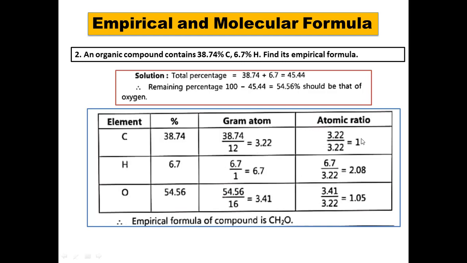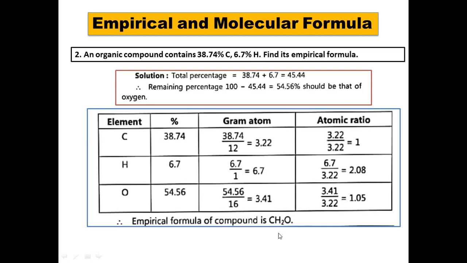To calculate the atomic ratio, each gram atom will be divided by the smallest fraction. So atomic ratio is equal to gram atom divided by the smallest fraction. So 3.22 divided by 3.22, the answer is 1. 6.7 upon 3.22, the answer is 2.08. 3.41 upon 3.22, the answer is 1.01. So the atomic ratio for carbon is 1, for hydrogen is 2, and for oxygen is 1. So the empirical formula of the compound is CH2O.